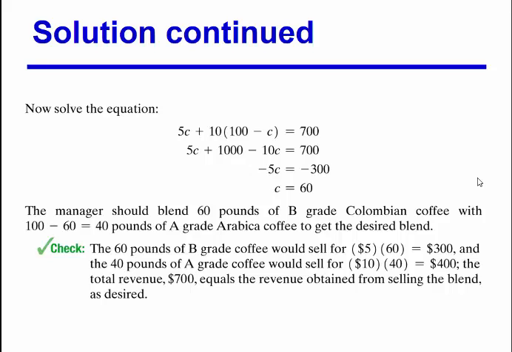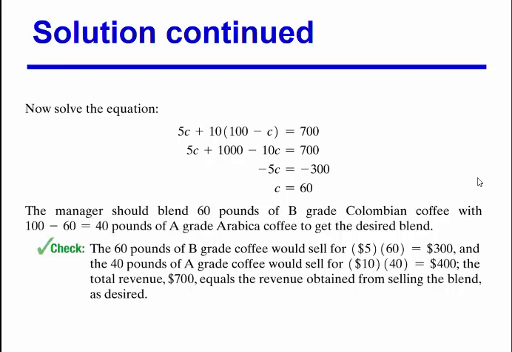So now you can see here that we have 5c plus 10 times 100 minus c is equal to 700. Combining like terms, we end up with c is equal to 60. So the manager should blend 60 pounds of B grade with 40 pounds of A grade to get the desired blend.